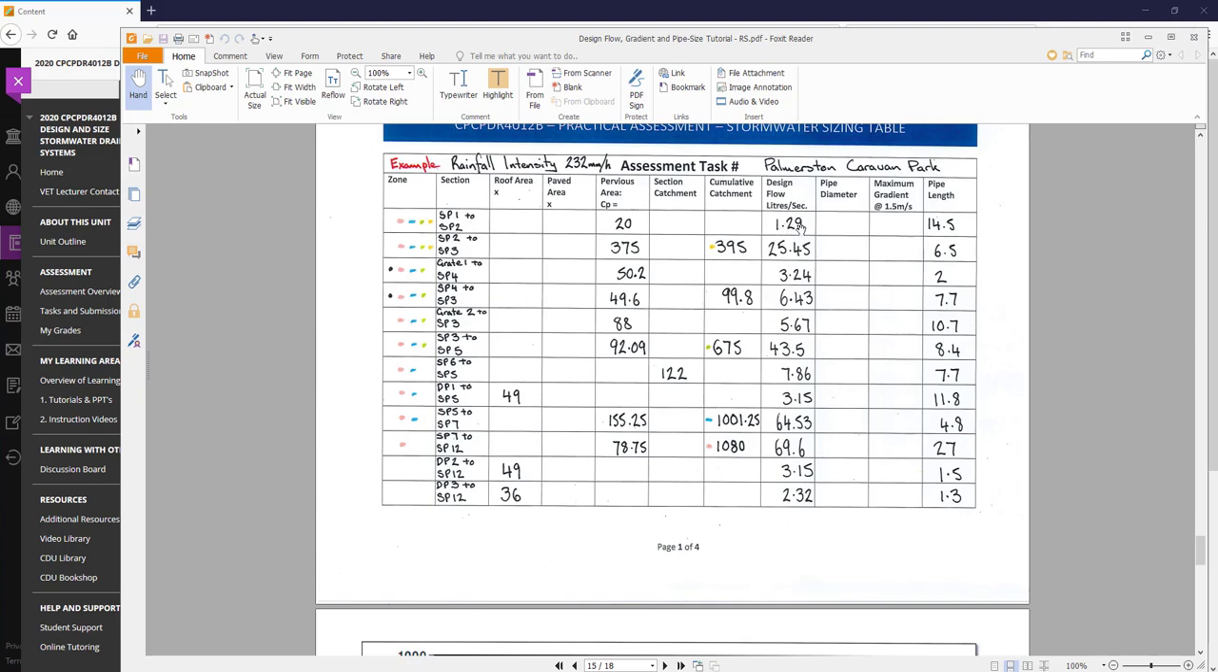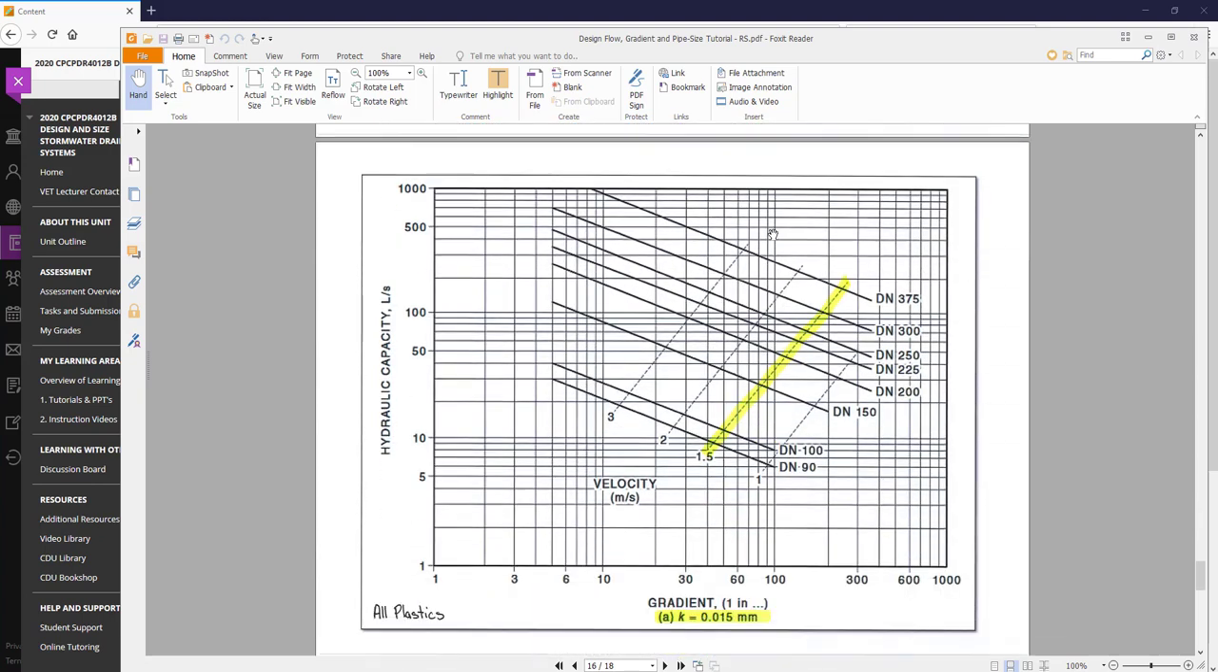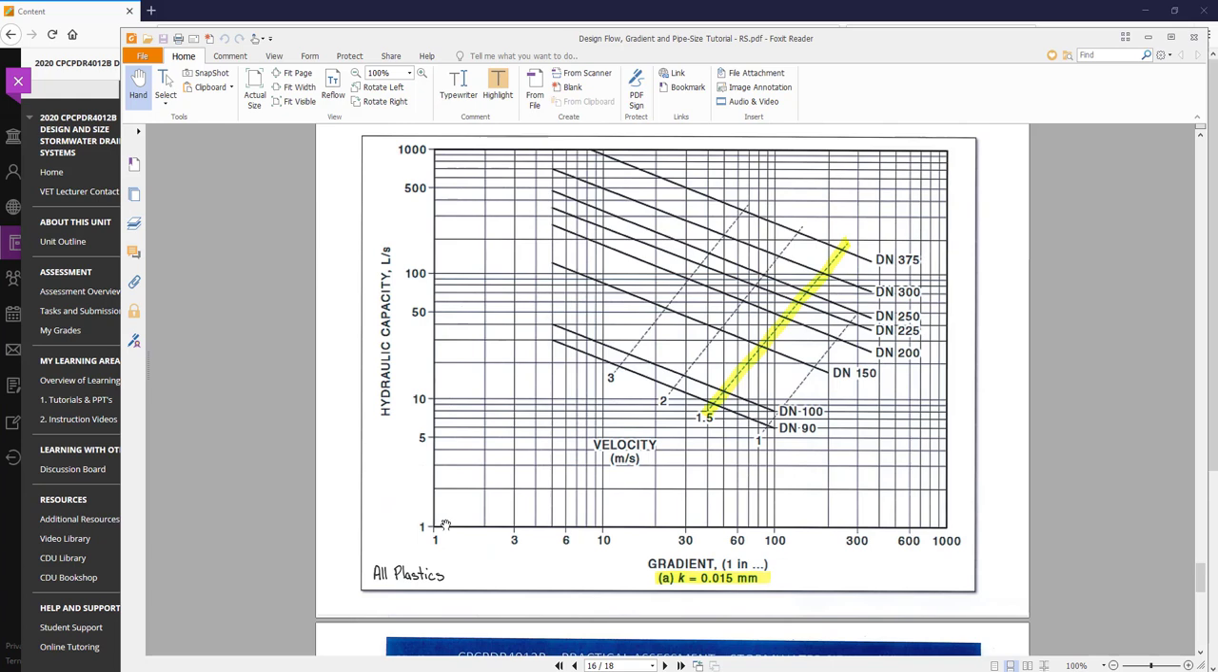Okay, so we've got here 1.29. Now we come down here. 1.29 is here somewhere. But so we'll go to 2. There's 2, 3, 4, 5. So 2, and that's hydraulic litres per second. So that's 2. So we'll work on 2. We'll go across. Okay, and down the bottom here we've got our minimum grades. All right. So 90 mil pipe.